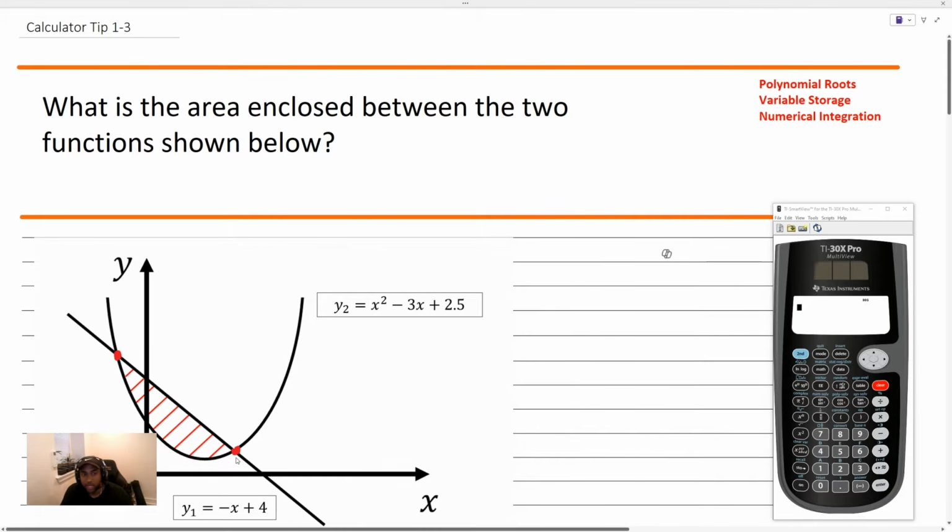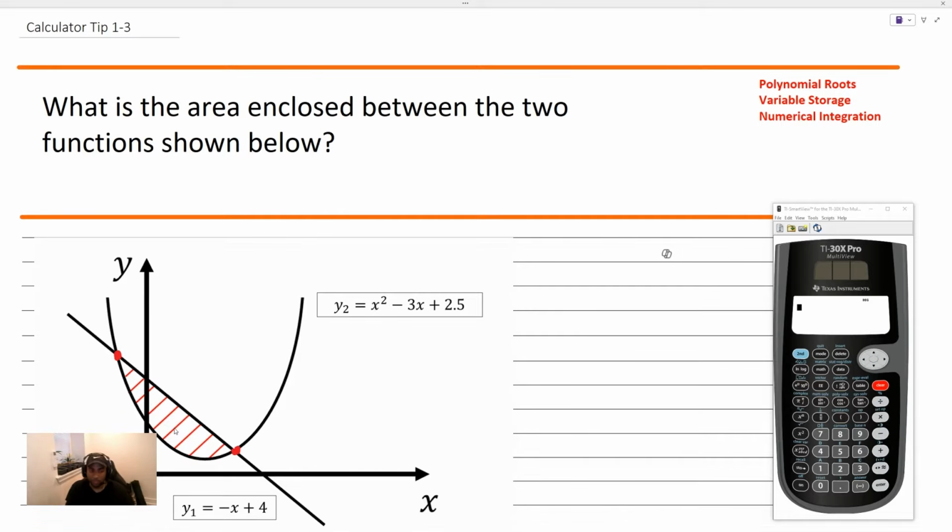The first thing you should be thinking of in a problem like this is that there's an area mentioned, so probably we're going to have to use some kind of integration. I'm thinking we're going to integrate that upper function, subtract from it the integral of that lower function. What that's going to give you is this hashed area here. But we need to know first the intersection points.